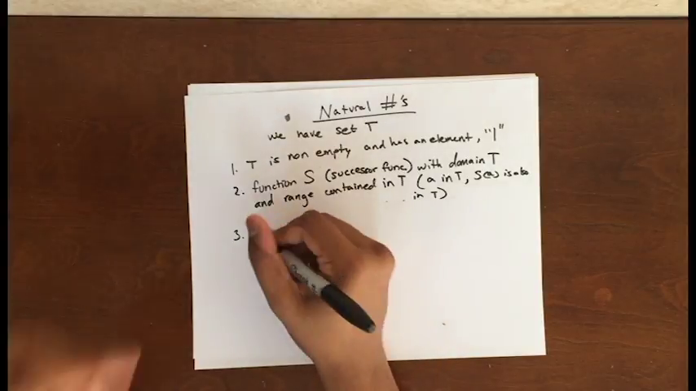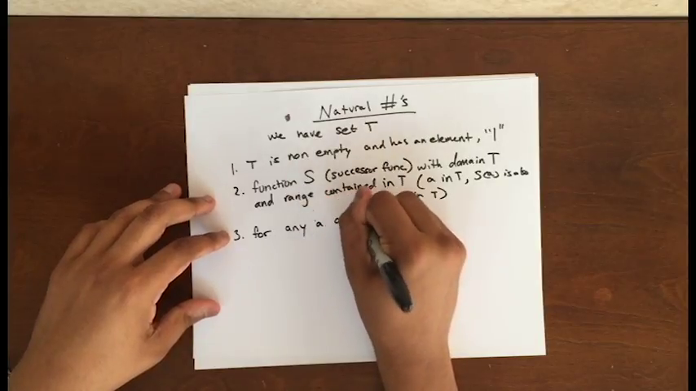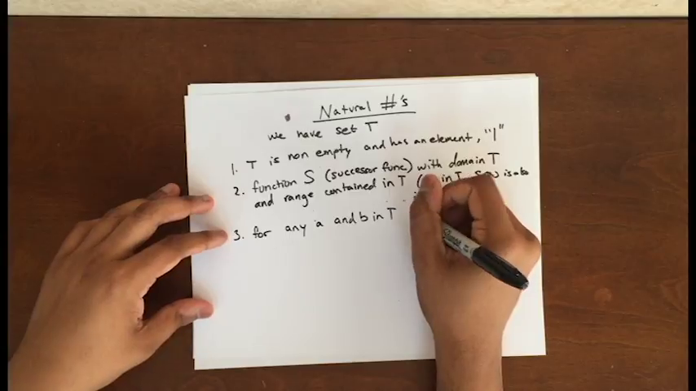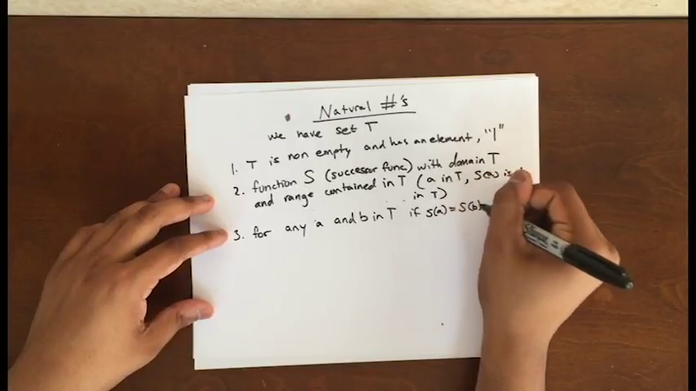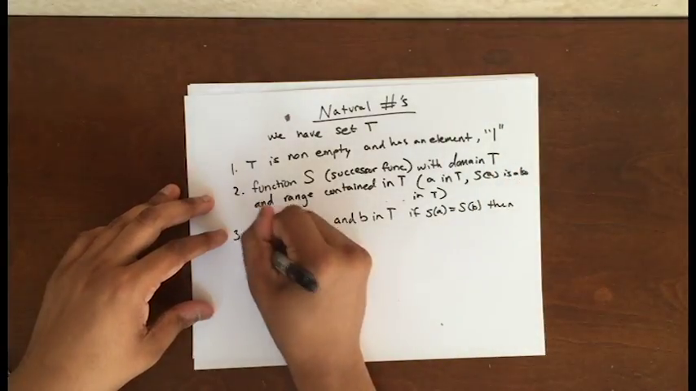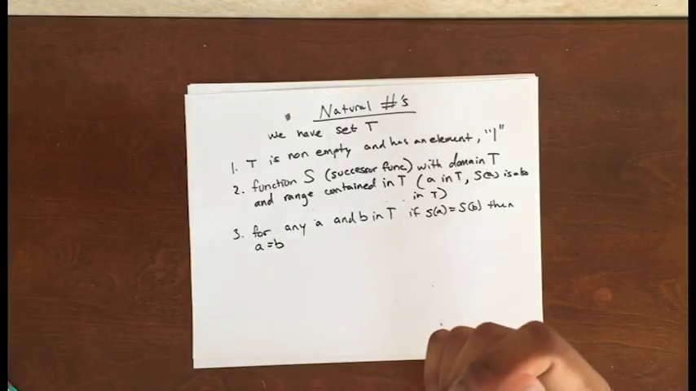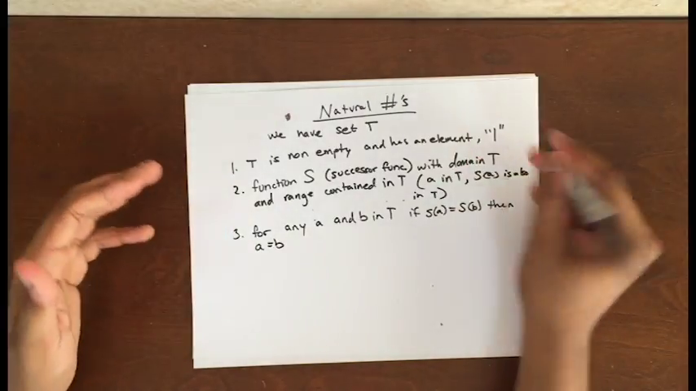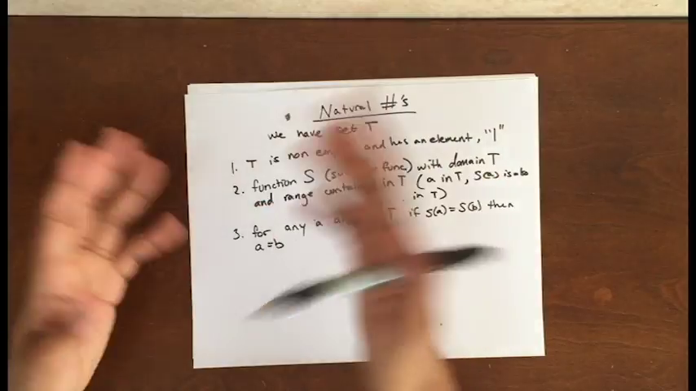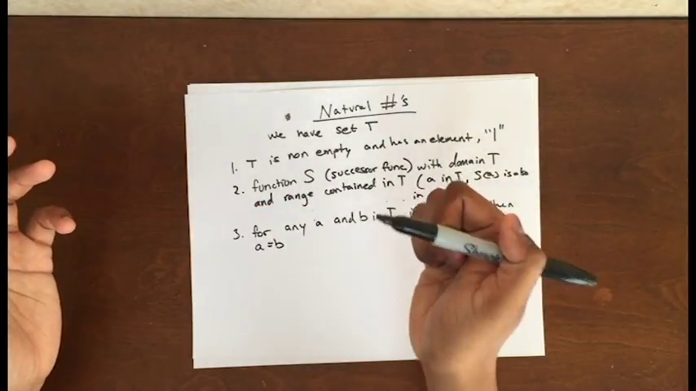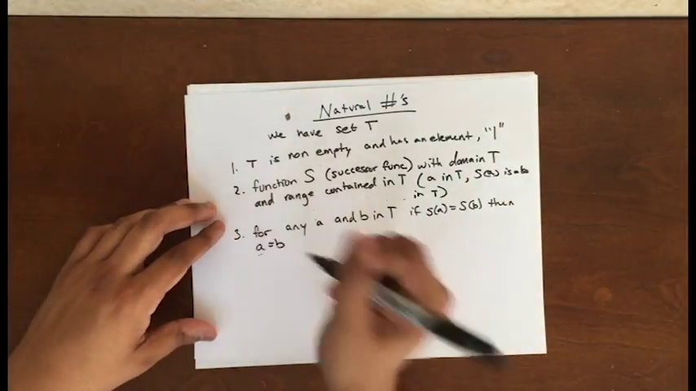Okay. 3, for any A and B in T, if S of A equals S of B, then A equals B. Okay? And that's saying that the successor function, if 2 successor functions on an element that we assume are different, that cannot be the case. If 2 successor functions applied to 2 elements equal each other, then those 2 elements must be the same number. Okay, and that's what A equals B.